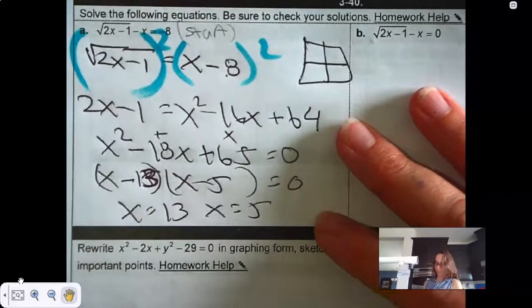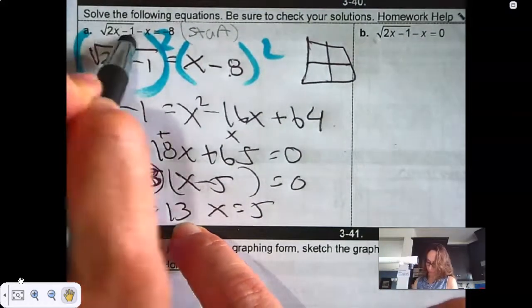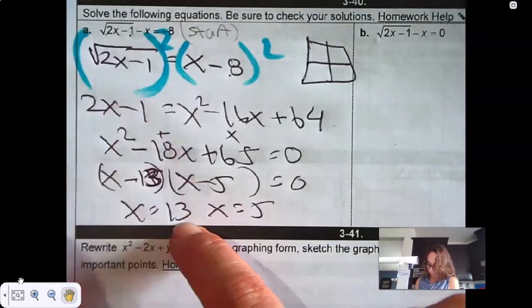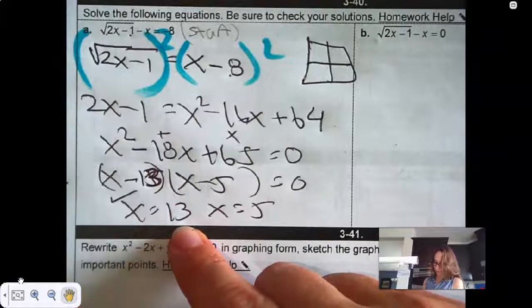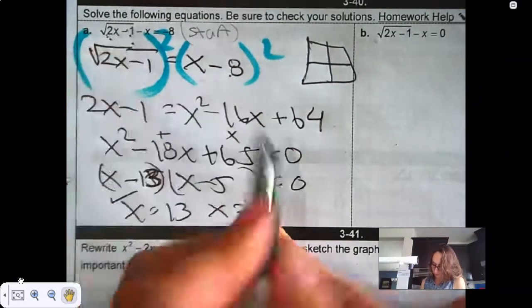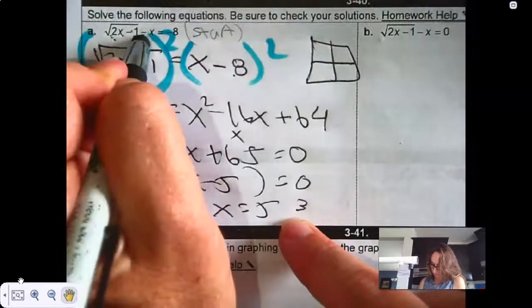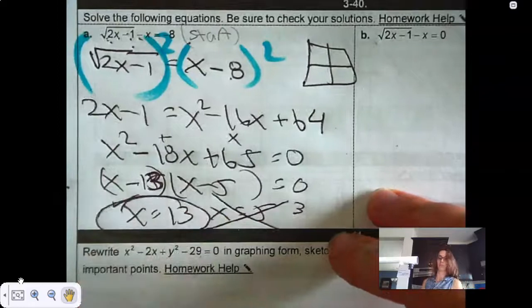But just because I get an answer doesn't mean it works. 2 times 13 is 26, minus 1 is 25. The square root of 25 is 5. Minus 13 is negative 8, so that works. 2 times 5 is 10, minus 1 is 9, the square root of 9 is 3. 3 minus 5 is not negative 8. So that answer is the only one that works.